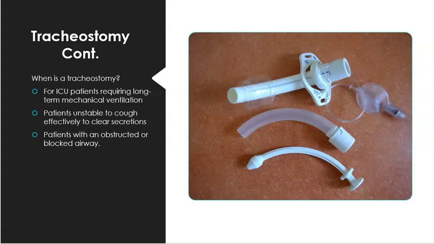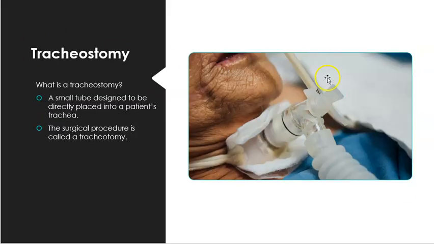This is for those in the ICU requiring long-term mechanical ventilation, or patients unable to cough effectively to clear secretions. So going back up to this, they'll use a different tube to put into here just to suck out all of the different secretions as well.